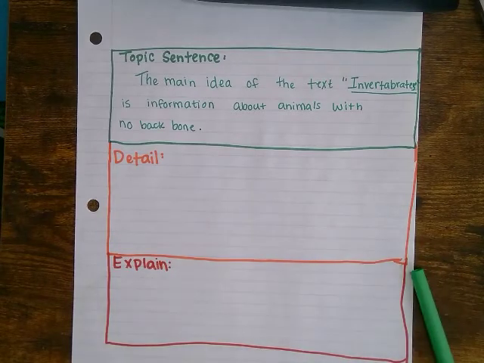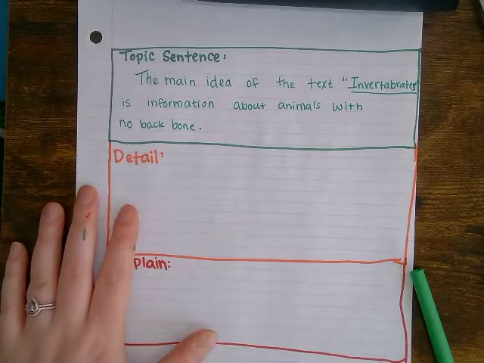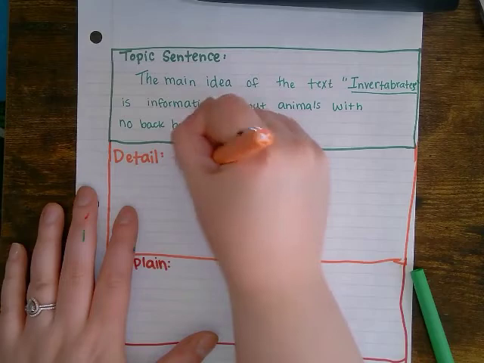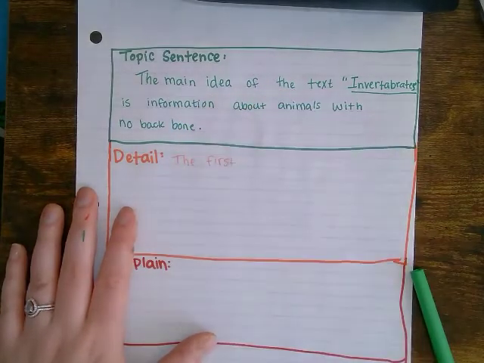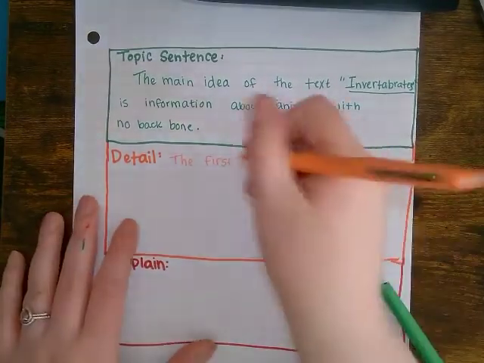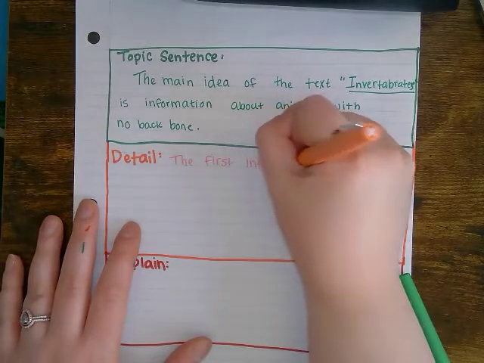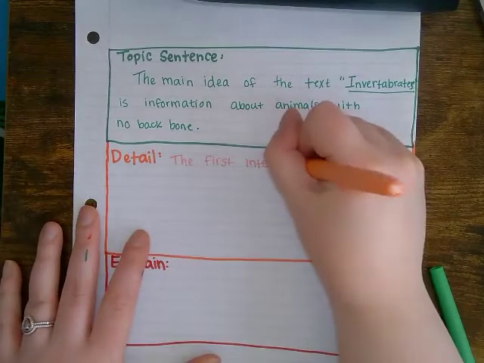Okay. So next we're going to be thinking about our details. I'm not going to give you the details. I'm going to make you go back to that video and remember what were the details about invertebrates, but I'm going to give you a sentence starter. So the first interesting thing, or you could say key detail. What should we say? Interesting thing or key detail? I think I'm going to say interesting thing. If you'd like to write key detail here instead, you're more than welcome to, because that's what it is. It is a key detail.